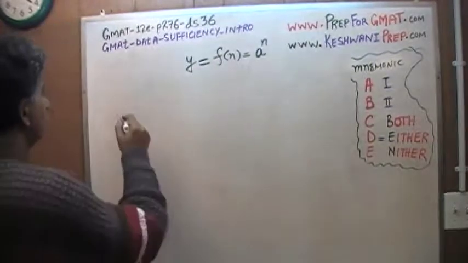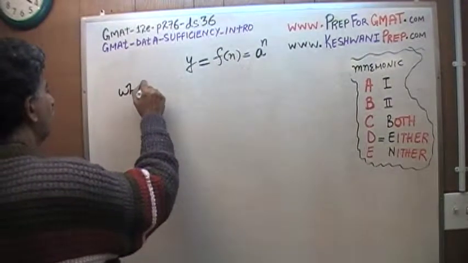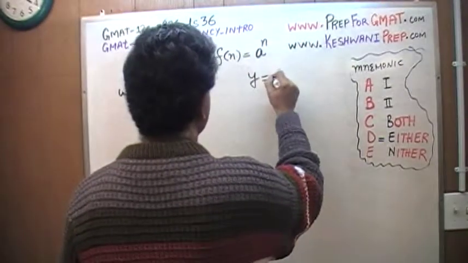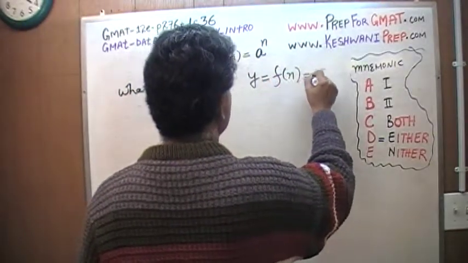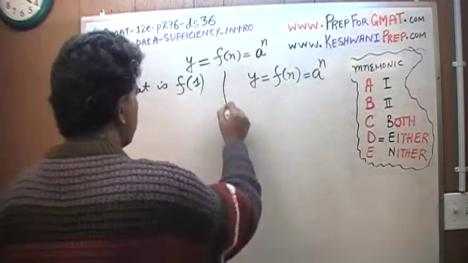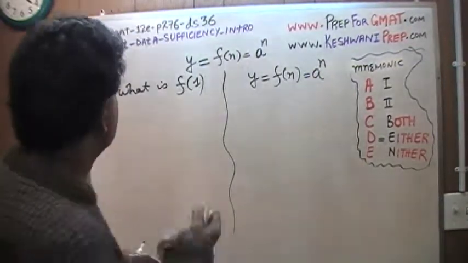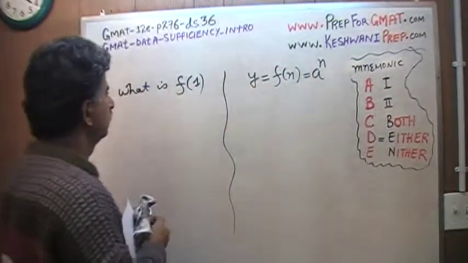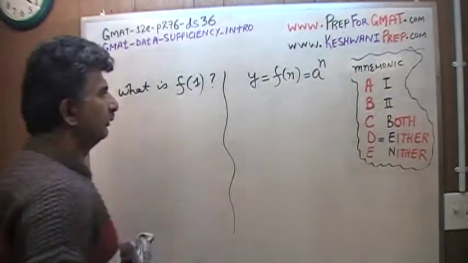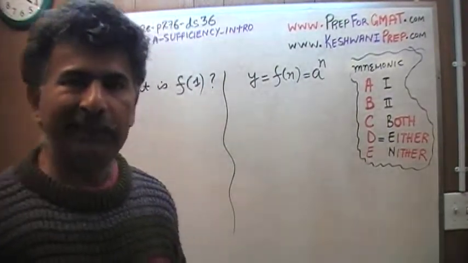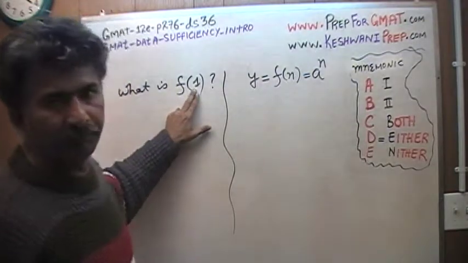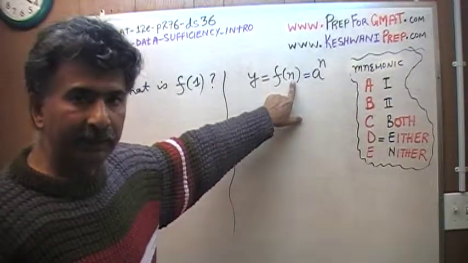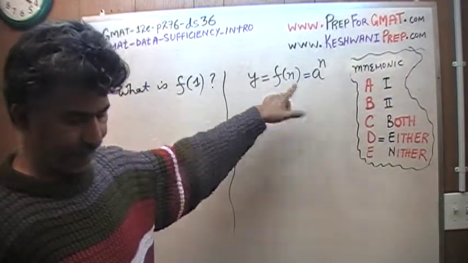Question is, what is f of 1? In other words, what is the value of the function when the independent variable n equals 1? That's what they're saying. What is the value of this function when the independent variable n assumes a value of 1? That's what they want to know.